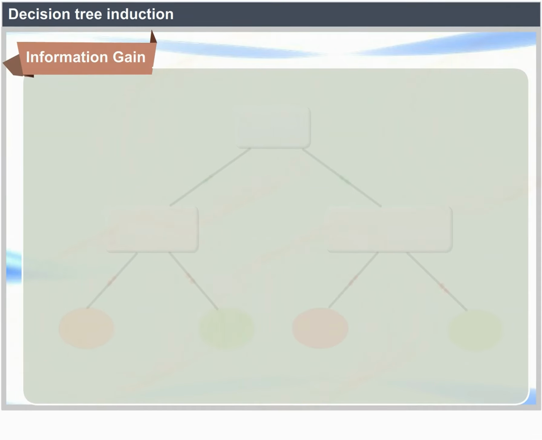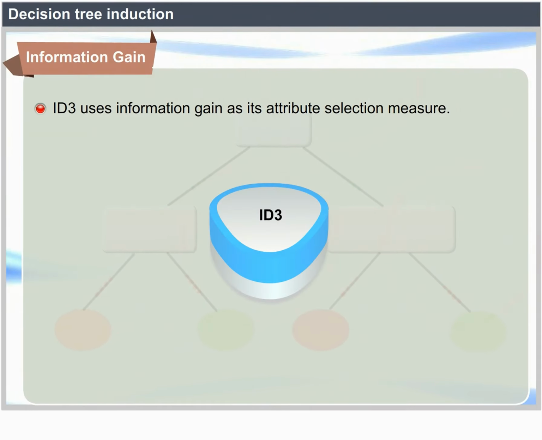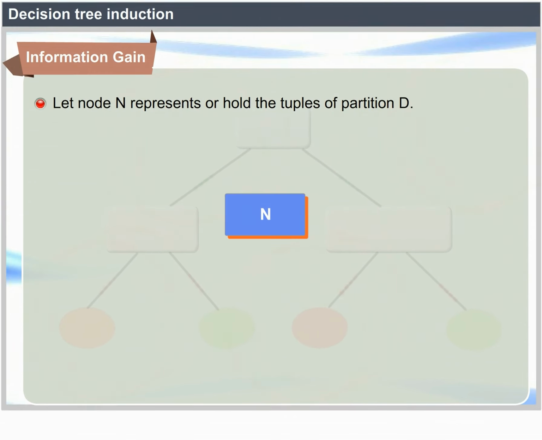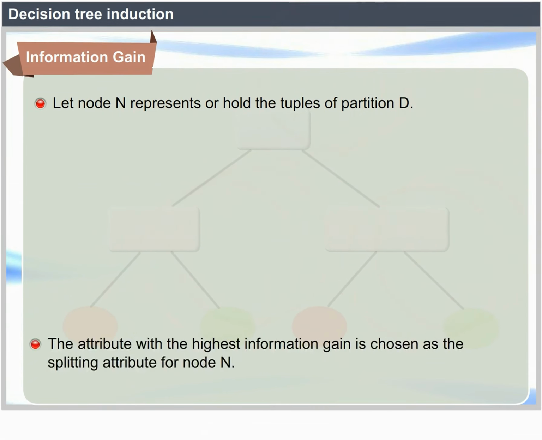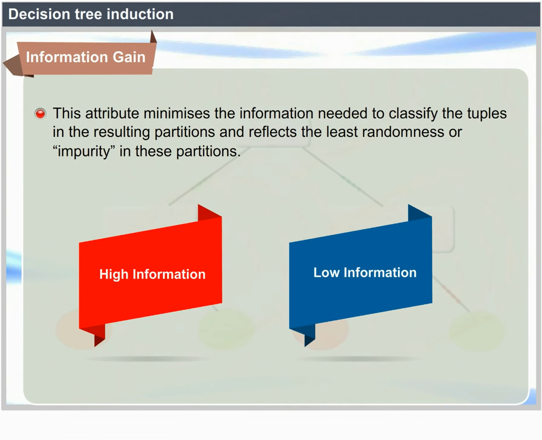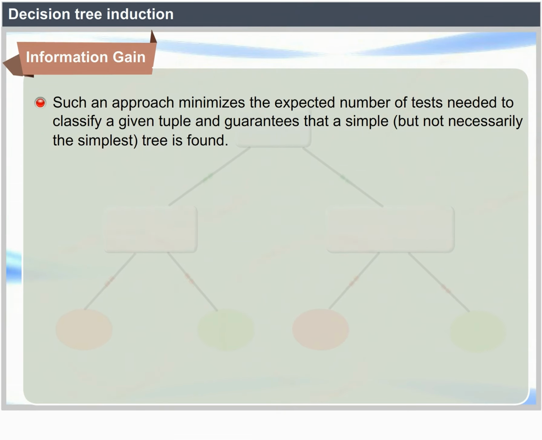Information gain. ID3 uses information gain as its attribute selection measure. Let node N represent or hold the tuples of partition D. The attribute with the highest information gain is chosen as the splitting attribute for node N. This attribute minimizes the information needed to classify the tuples in the resulting partitions and reflects the least randomness or impurity in these partitions. Such an approach minimizes the expected number of tests needed to classify a given tuple and guarantees that a simple, but not necessarily the simplest, tree is found.